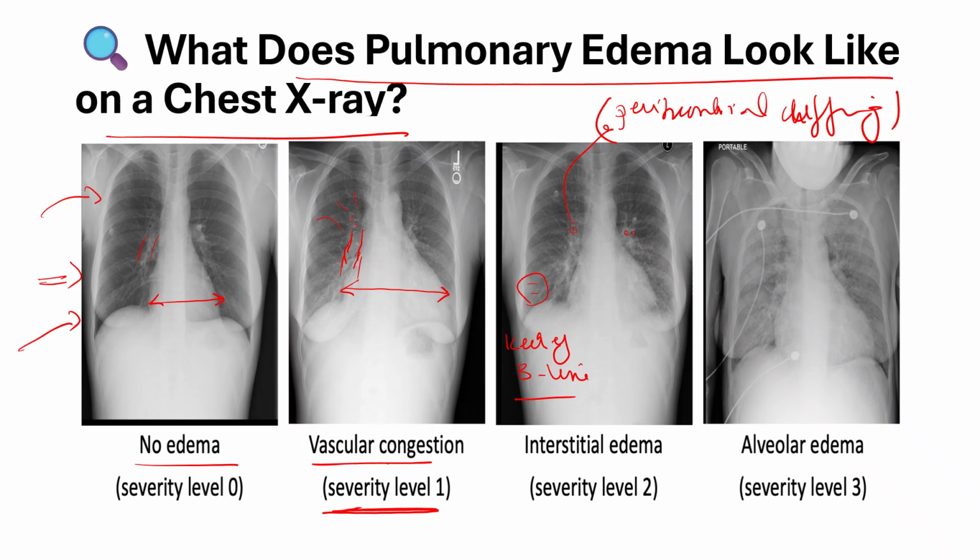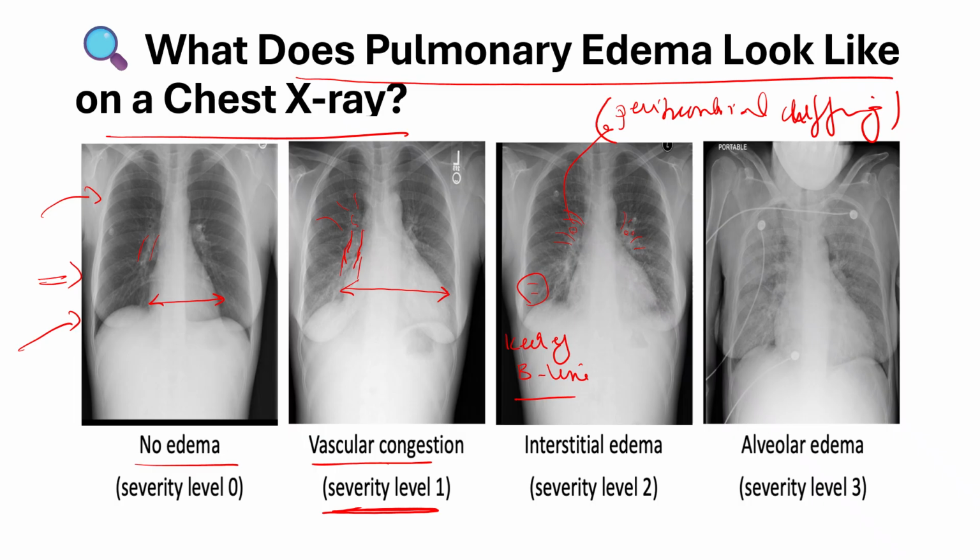In the perihilar region, in this area, you can also see hazy reticular opacities. So it is starting to create a bat wing pattern. It is in the initial stages, which is beginning to form here. The reticular opacities are coming out from the perihilar region.